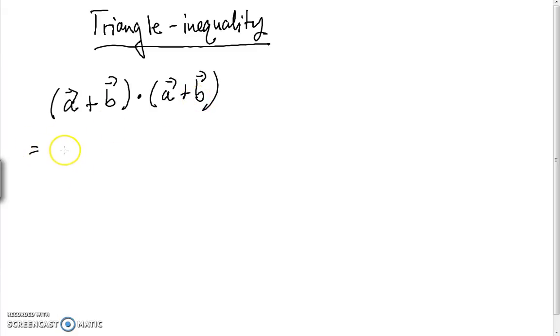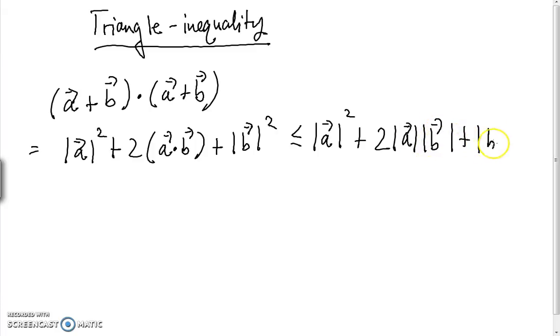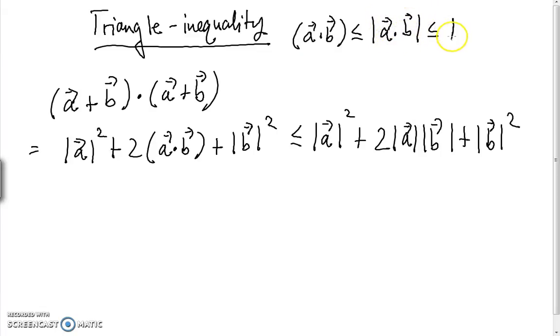So we know that this is nothing but the magnitude of a squared plus 2 times a dot b plus the magnitude of b squared, which is certainly less than or equal to the magnitude of a squared plus twice the magnitude of a times the magnitude of b plus the magnitude of b squared. Now, why is this true? Well, by Cauchy Schwarz, we know that a dot b is less than or equal to the magnitude of a dot b, which is less than or equal to the magnitude of a times the magnitude of b. So just applying that here, we get this.